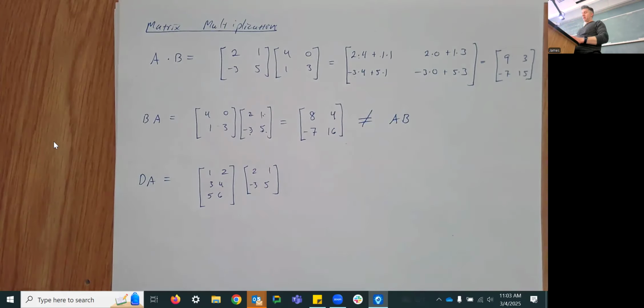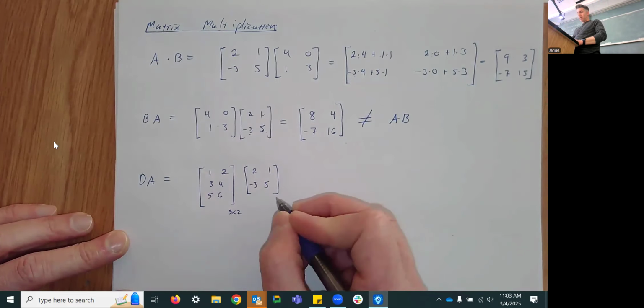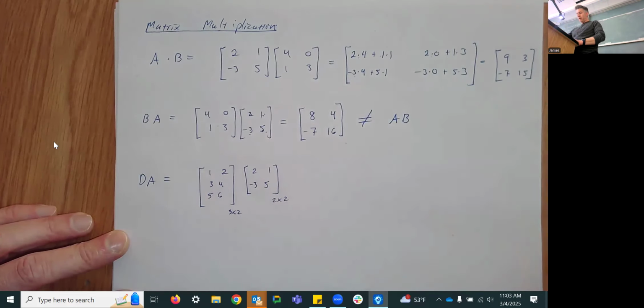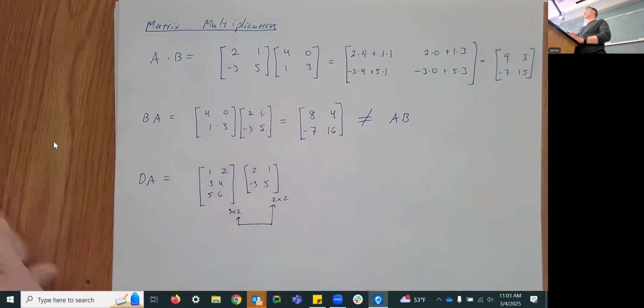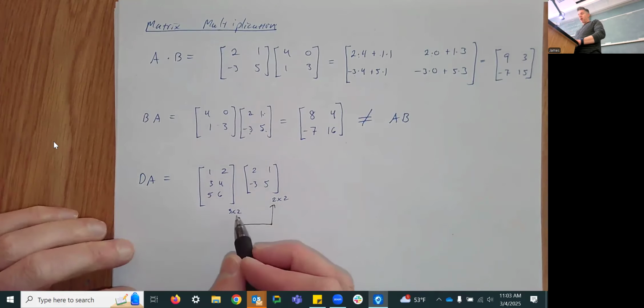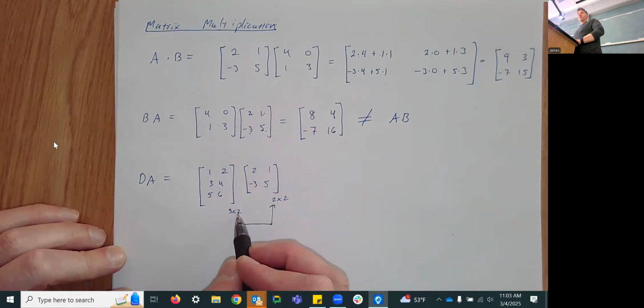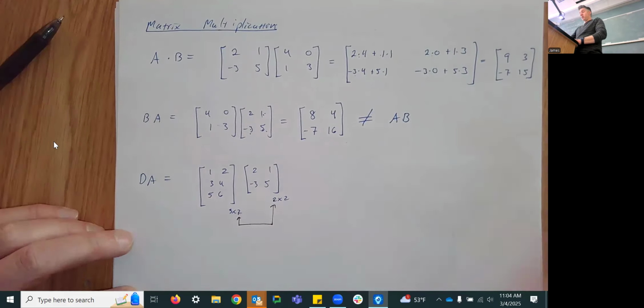Another way of saying this is that D is a 3 by 2 matrix, A is a 2 by 2 matrix, and the inner dimensions match. That's the requirement for matrix multiplication to be defined: the inner dimensions of the 2 matrices have to match, meaning the number of columns in the first matrix has to match the number of rows in the second matrix. And then we just do it.